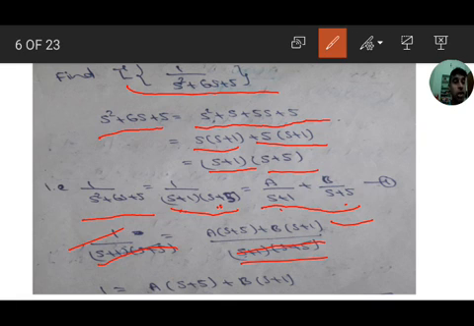So we have to calculate the a value and b value. To get the a value, b must be 0. That is, put s equal to minus 1. This is 0. Then we get the a value. To get the b value, substitute s equal to minus 5. Then a is 0. Then we get b.